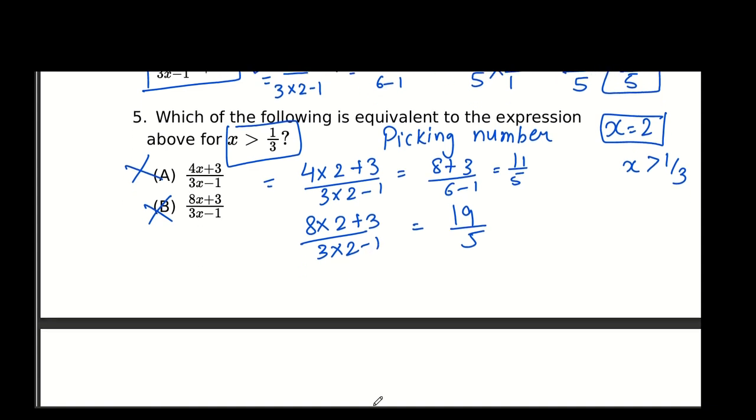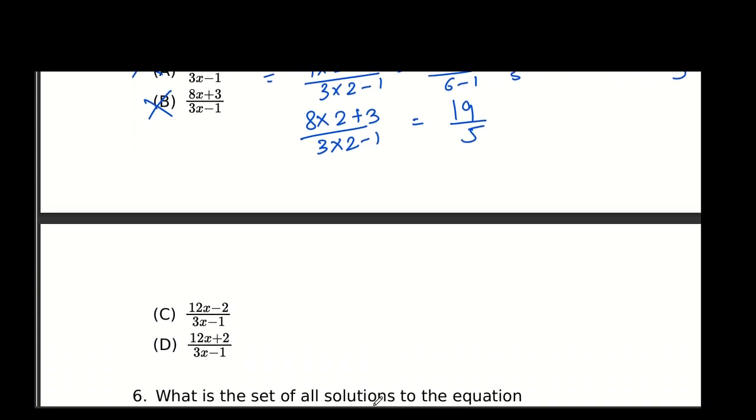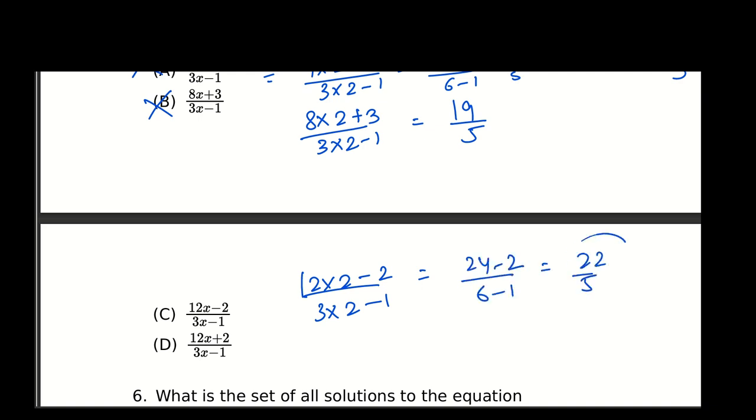So move to the C and D options. 12 multiplied by 2 minus 2, 3 multiplied by 2 minus 1, that is 24 minus 2, 6 minus 1, 22 by 5. Yes. So option D is already eliminated.